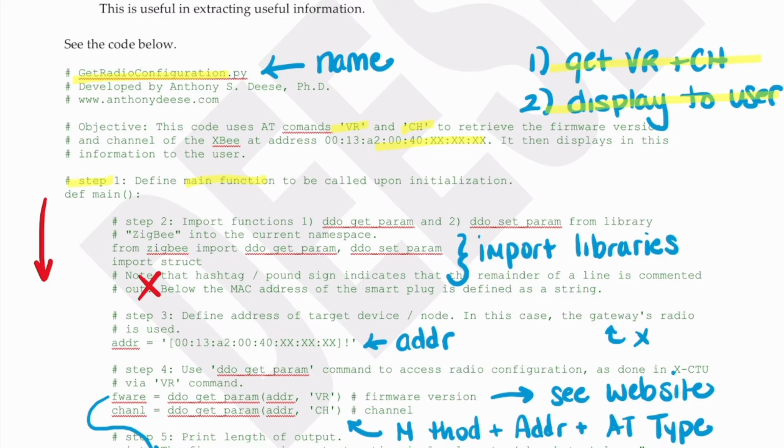Step two, we are going to import the functions DDO get param and DDO set param, both of those from the library ZigBee into the current namespace. And so that is done right here specifically. DDO set param is the same as DDO get param, except it allows us to set parameters instead of retrieving them. Now, I think I may have included that library in an earlier version of the code. I don't think we end up using it. But anyway, it's no harm, no foul. We imported it. We don't really need it.